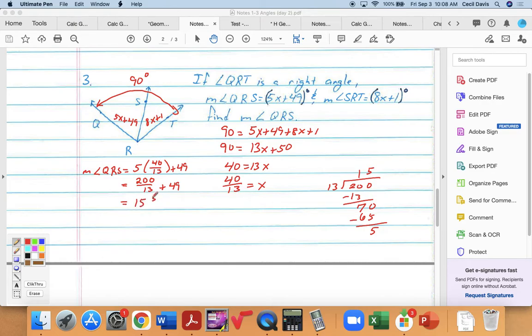It's 15 and 5/13 plus 49. We'll add the whole number parts together. That's 64 and 5/13 degrees. Now, I will just say, on a quiz or a test, I'm unlikely to do ones where the numbers are that awful. Okay, but you should be able to do those sorts of things.